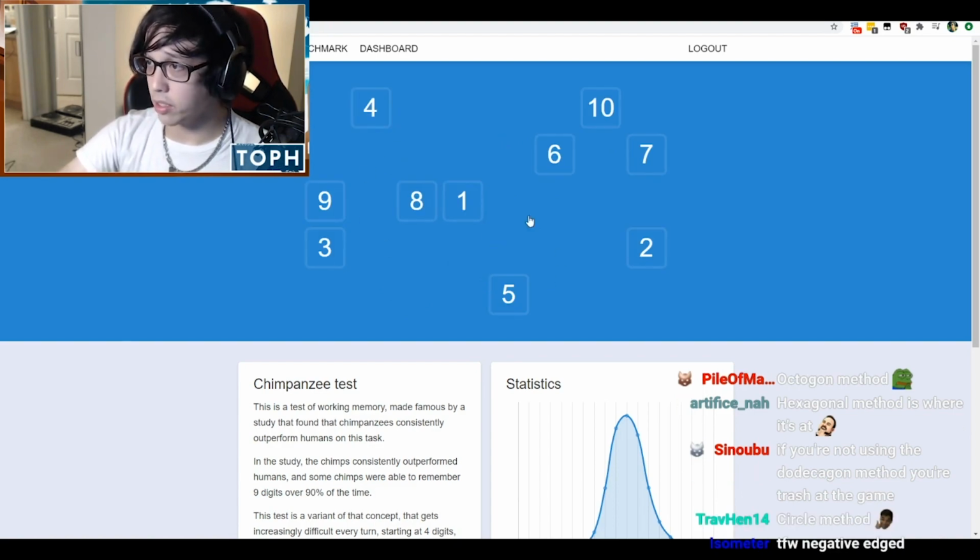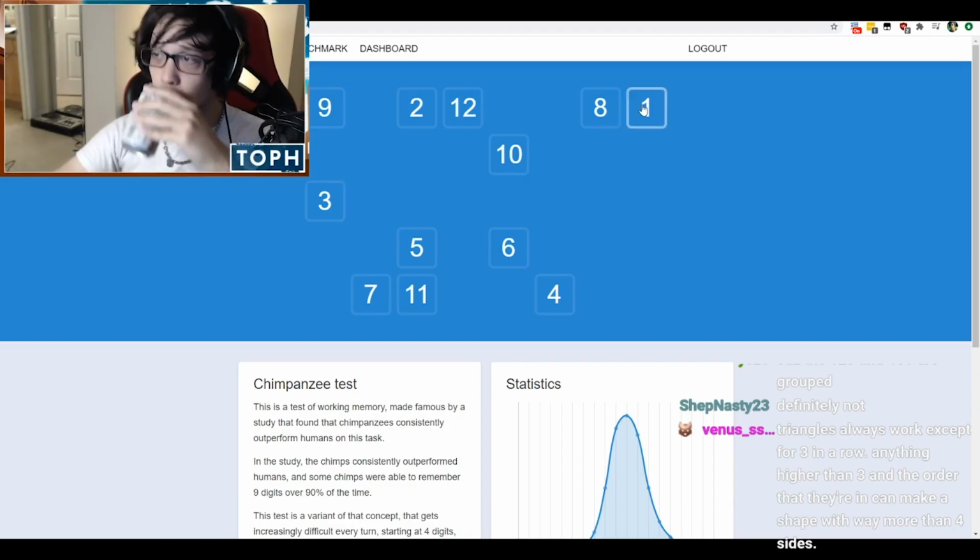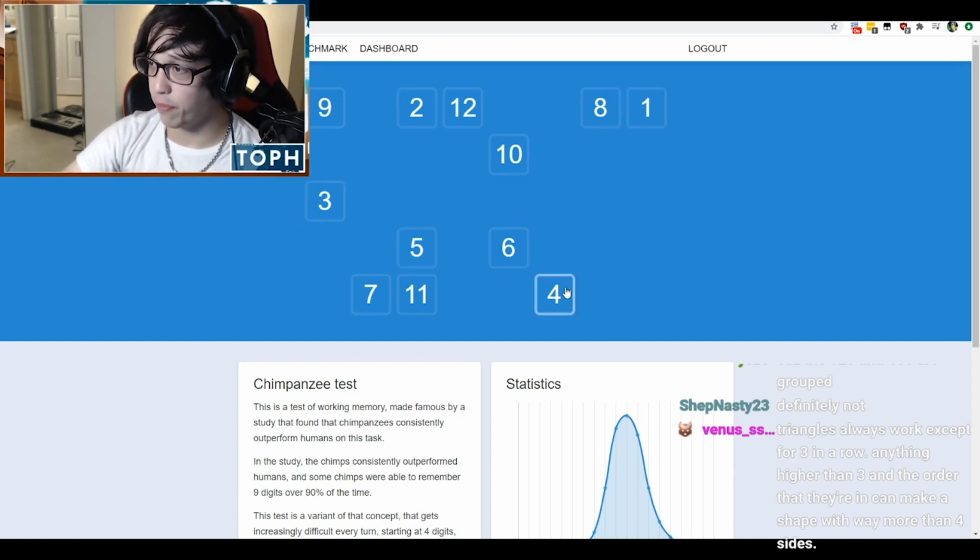3, 4, 5, 7, 8. 1, 2, 3, 4, 5, 6, 7, 8, 9. Okay. I like the quads. I could do some quads. So like here, maybe it's better to do 1, 2, 3 because that's a triangle and then 4, 5, 6 is a triangle. So 1, 2, 3, 4, 5, 6. 7, 8, 9 is a big triangle. Then 10, 11, 12. Okay.